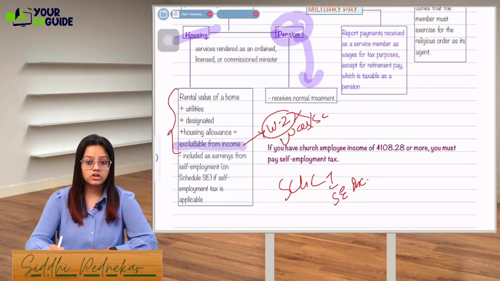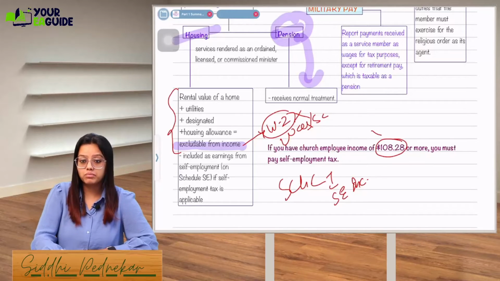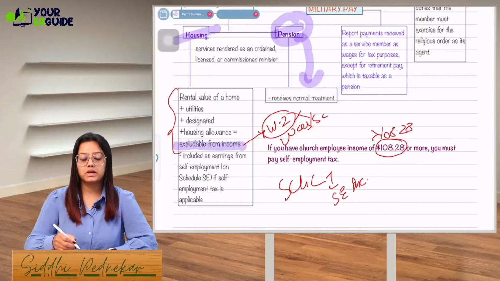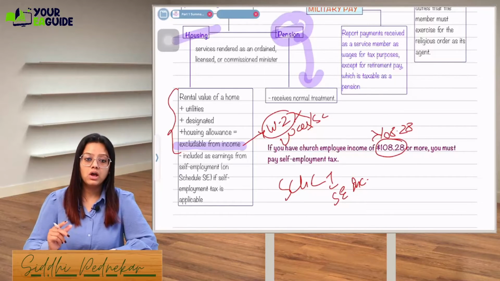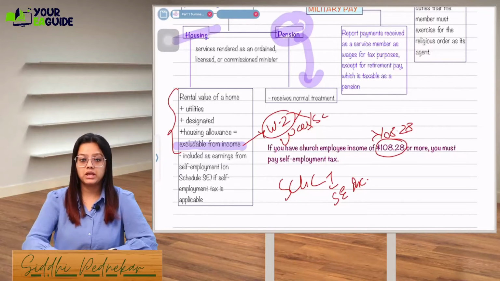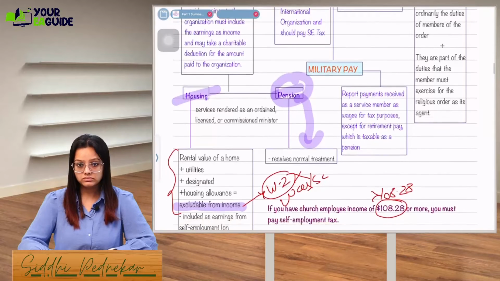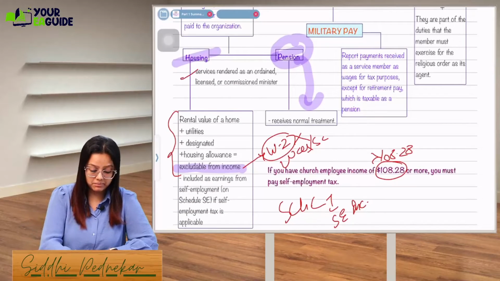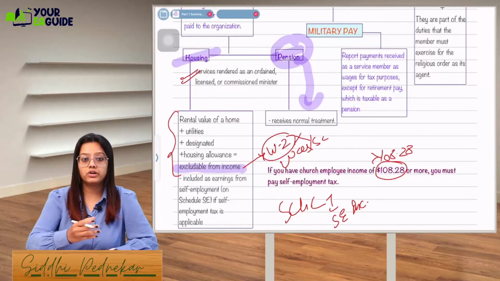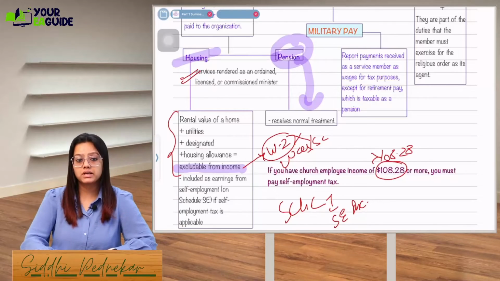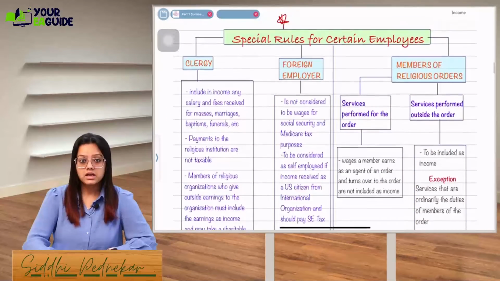If you have a church employee who is having income of more than $108.28, then mandatorily you will have to pay the self-employment tax on the whole earnings which you are going to earn from the church. Okay, and this is applicable only in case of service rendered as an ordained, licensed, or commissioned minister. Got it, guys? This is simple.